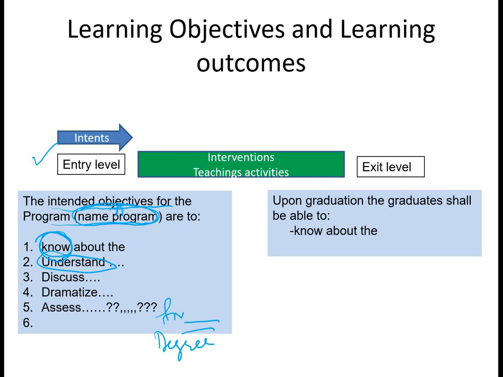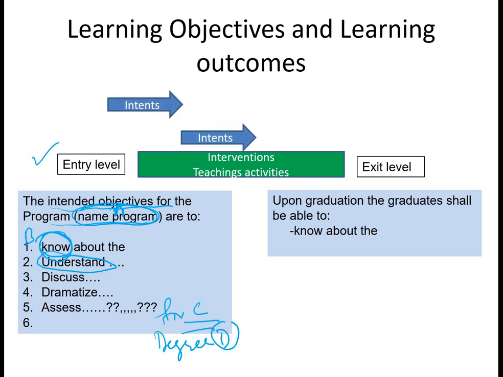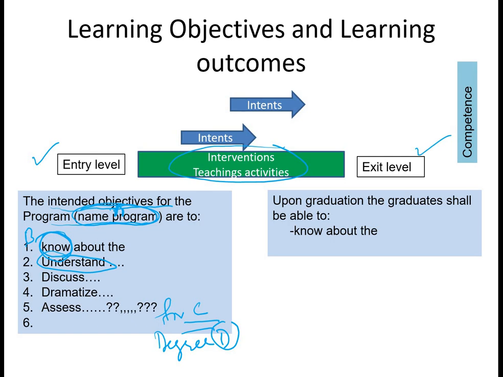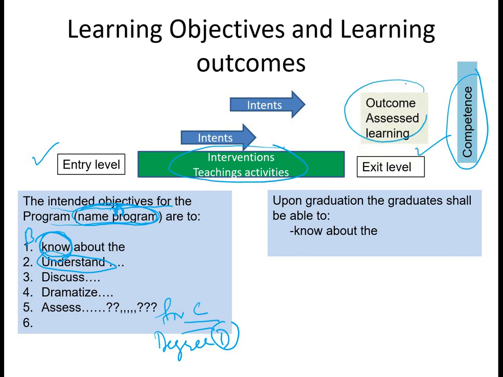So A is here, B is here, and then you go for the C condition, and you go for the D as well. But remember, at the entry level, if your intents are made clear, then through the intervention in the teaching you reach the exit level, and once you reach the exit level, you get some ability and some competence, and then we call it outcome based learning or outcome assessed learning.